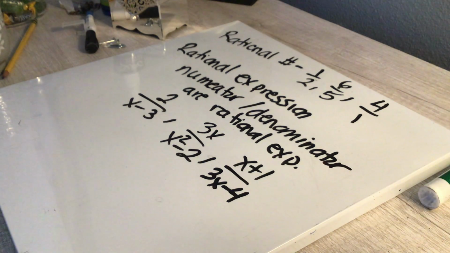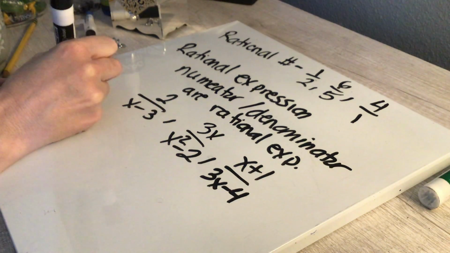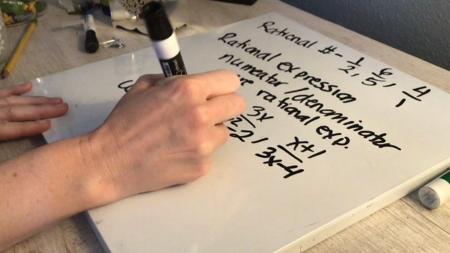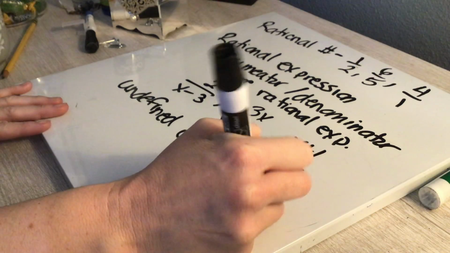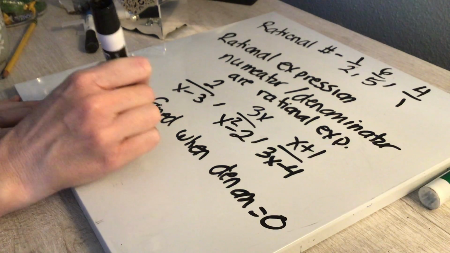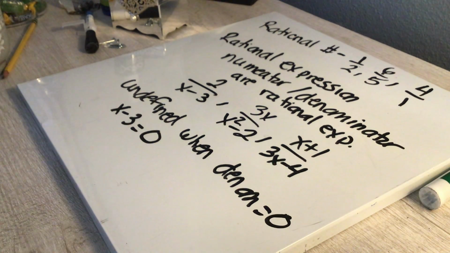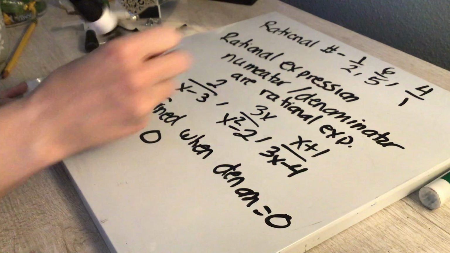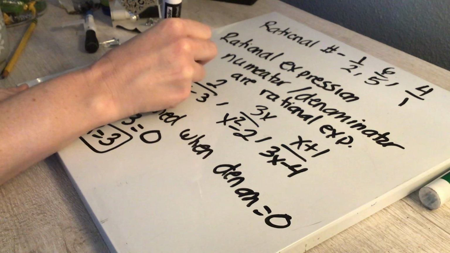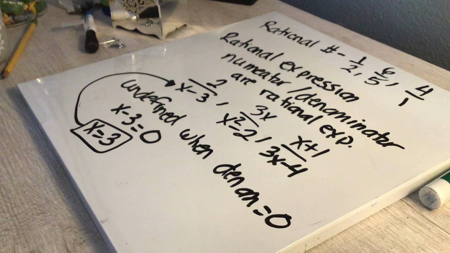A rational expression is undefined when the denominator is 0. So for example, the first one, right? The denominator is x minus 3. So when that equals 0, the whole thing is undefined because you can't divide by 0. So when x equals 3, this first rational expression is undefined because you cannot divide by 0.